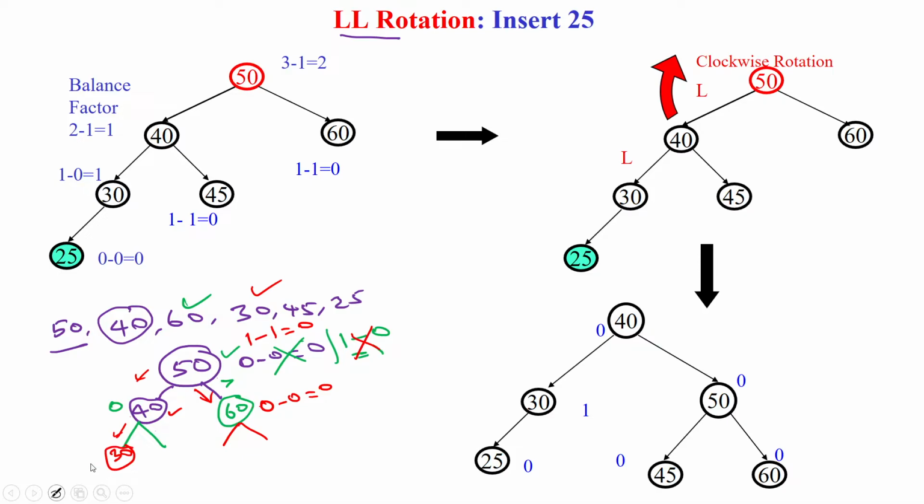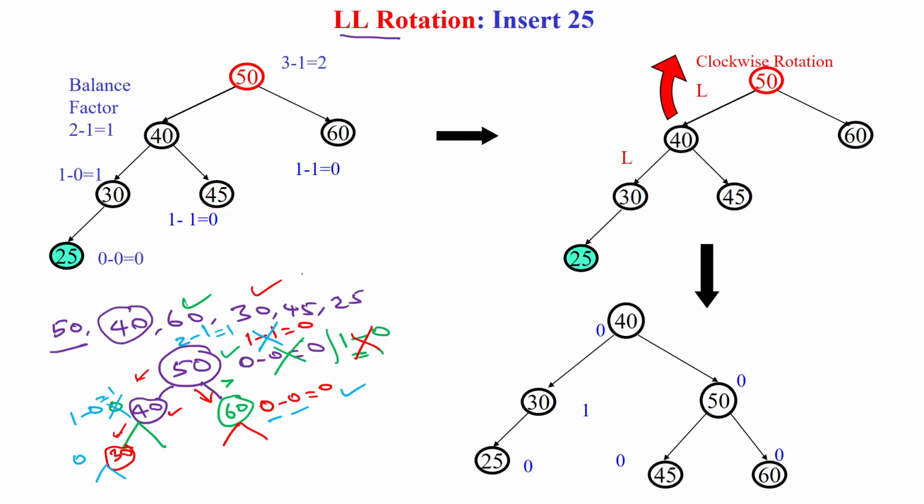Now when you are checking the balance factor, for 30 it is a leaf node, so no left subtree and right subtree, height is 0, 0 minus 0, balance factor is 0. For 40 you have to update that. Left subtree height is 1, right subtree height is 0 for 40, so it will be 1. Then for 50 the balance factor will also be updated. Left subtree height is 2, right subtree height is 1, so it will be 1. For 60 it is not updated, because both left subtree height and right subtree height for 60 are 0, 0 minus 0, so 0.